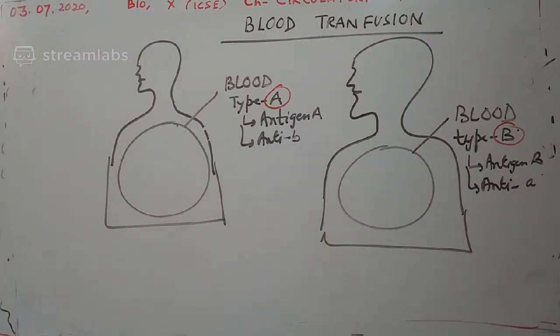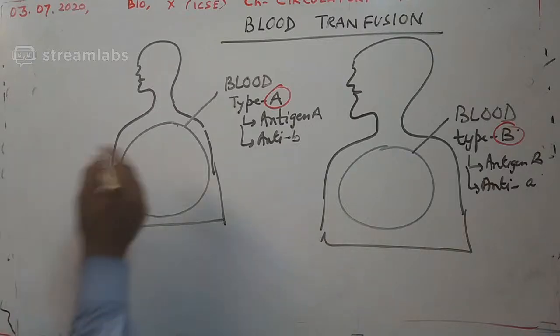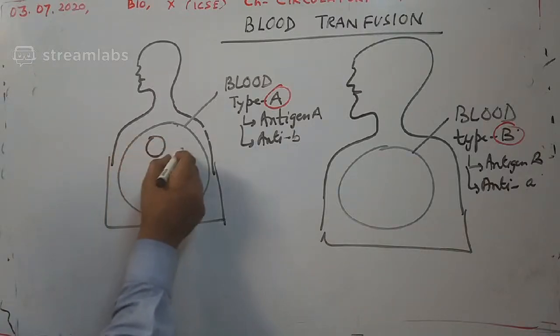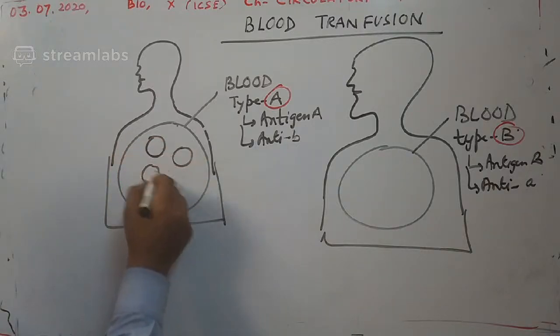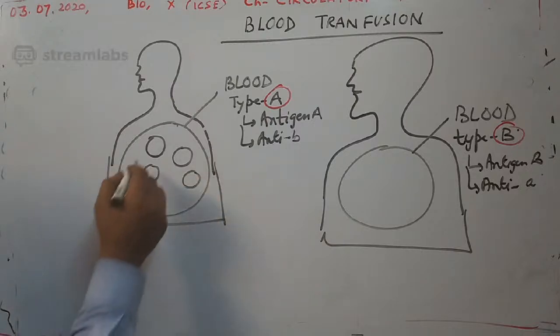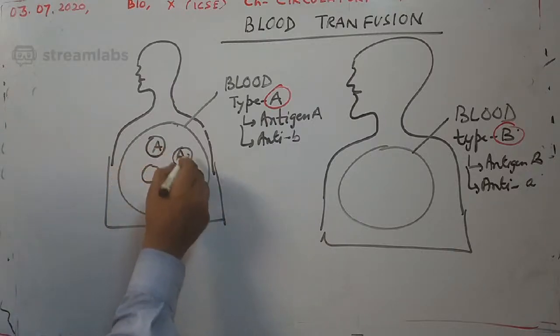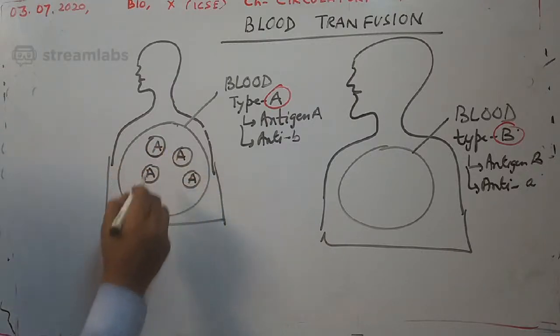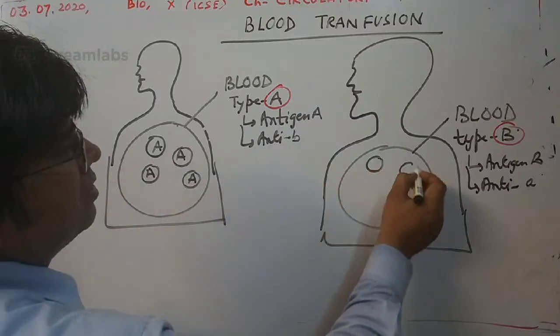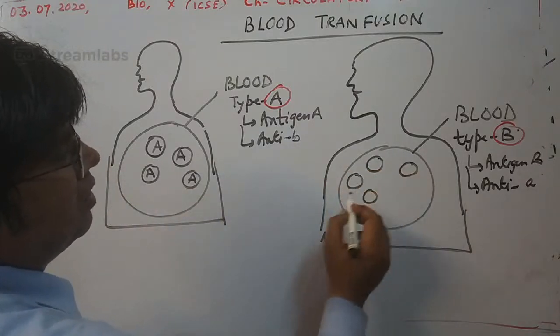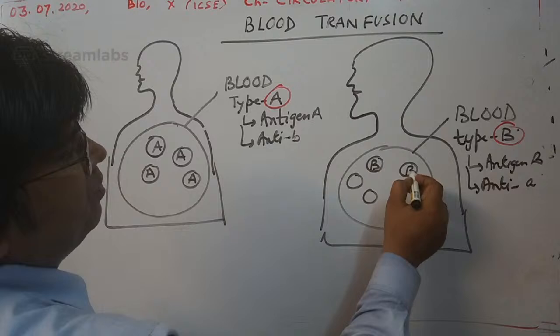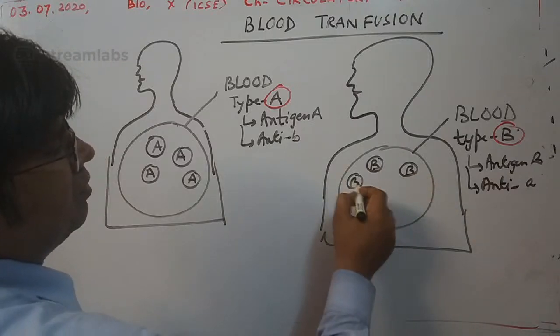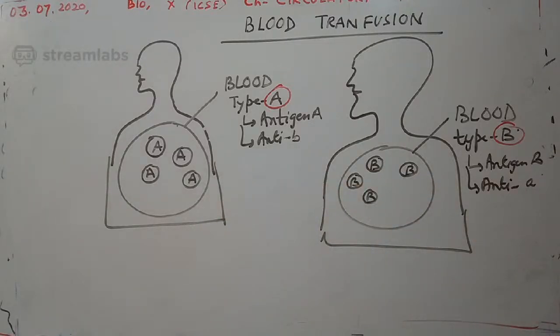And we see, if you talk about their blood, these are RBCs containing antigen A. These are RBCs containing antigen B. I hope I am clear. Good, very good. That's good.